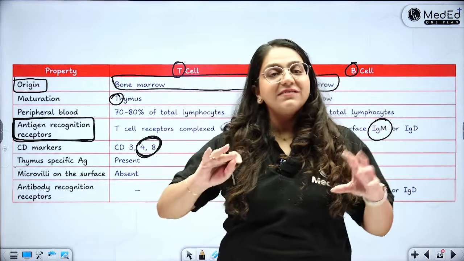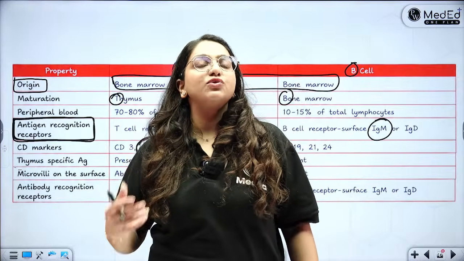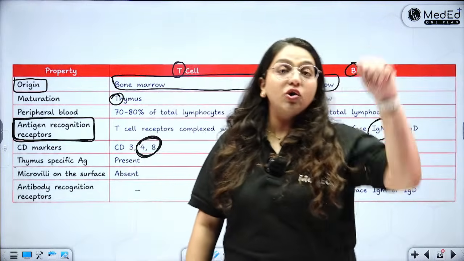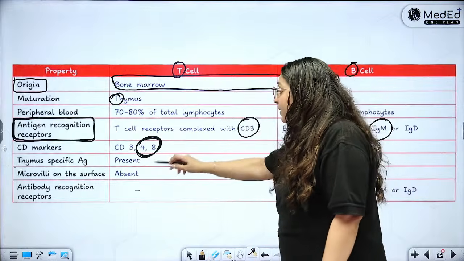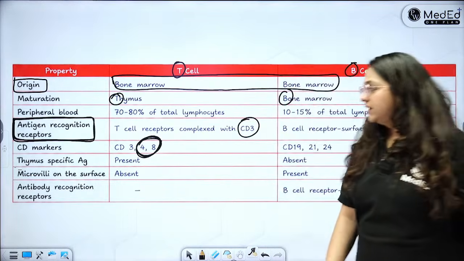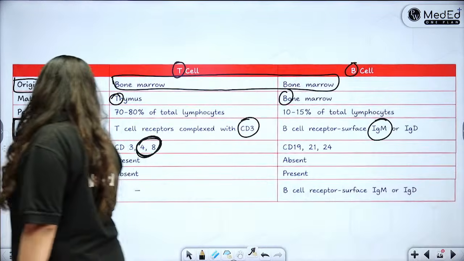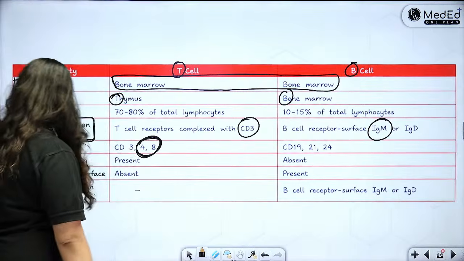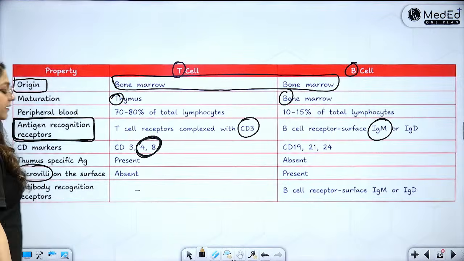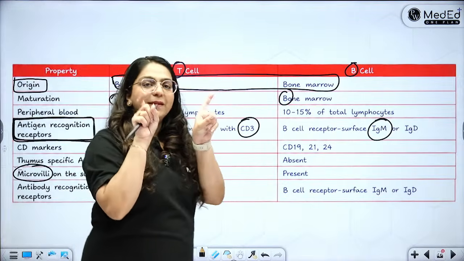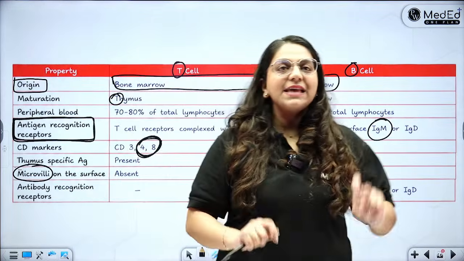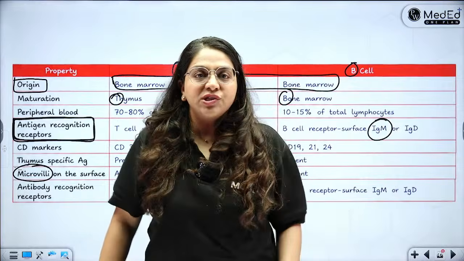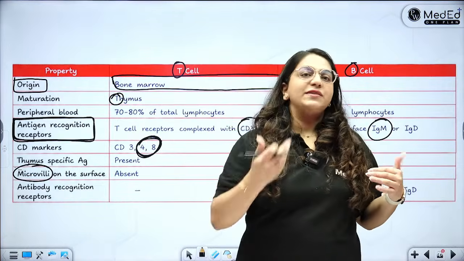So that is why thymus specific antigen is only present in the cells which have matured in the thymus. That is why thymus specific antigen is only present in the T cell. Then you have microvilli on the surface. What does that mean? Microvilli on the surface basically means these small finger like projections. So the B cells have these small finger like projections because that increases the surface area, right?